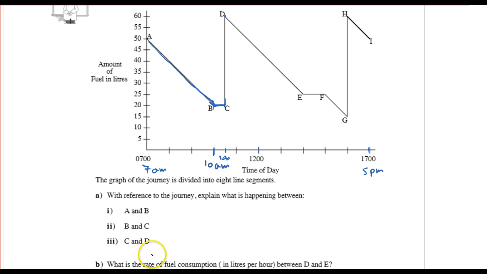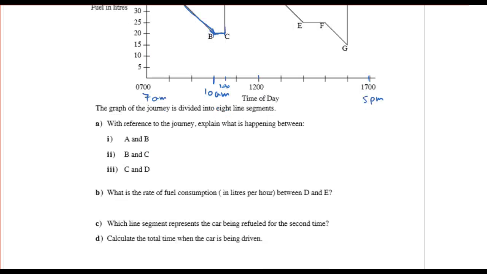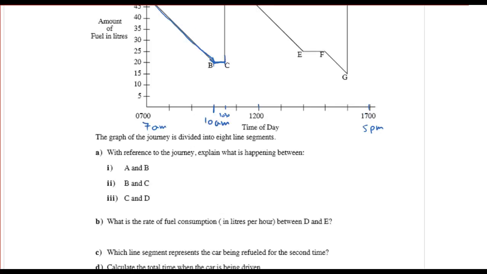And then from C to D, basically that's the same time. That's 10:30, so the car just got some more fuel. They must have refueled all the way back to 60 liters. What is the rate of fuel consumption in liters per hour between D and E?